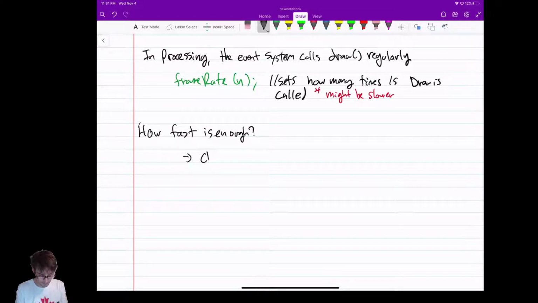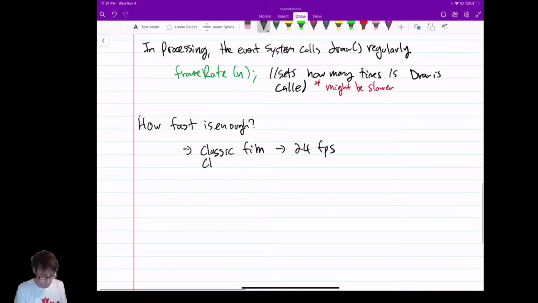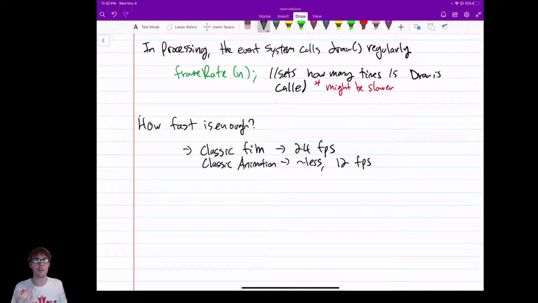Classic film, like we talked about in the previous lecture, was 24 frames per second. So 48 on, off, 24 full frames every second. Now, classic animation, and I mean like really classic, like Bambi or Snow White, really old stuff, was often less than this because of how expensive it was to make each frame. So I'll say commonly less. You could even have it down to 12 frames per second, and you can notice in some old animation it looked really choppy.